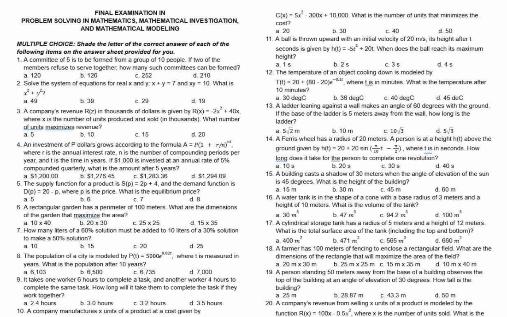Then letter C, so question number 3. A company's revenue in thousands of dollars is given. R of x is 2x squared plus 4x, where x is the number of units produced and sold in thousands. What number of units maximizes revenue?